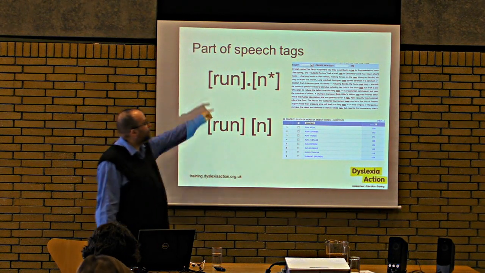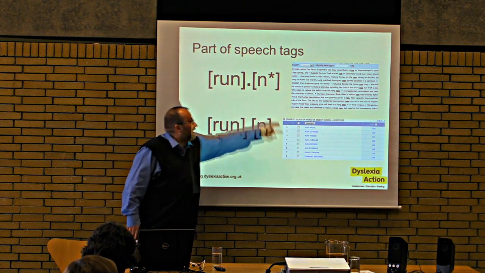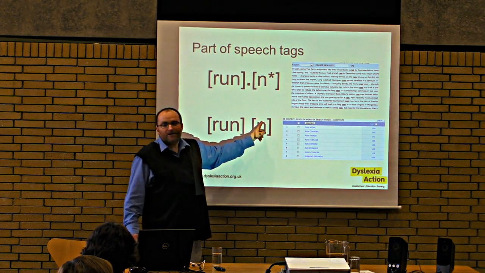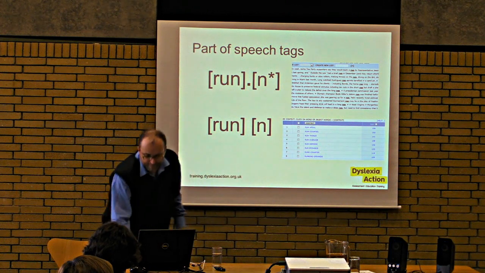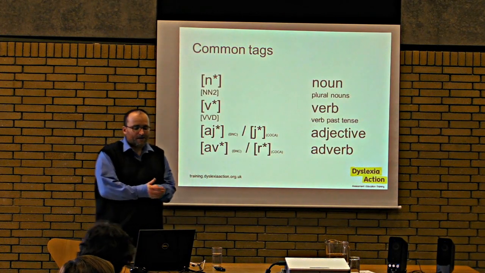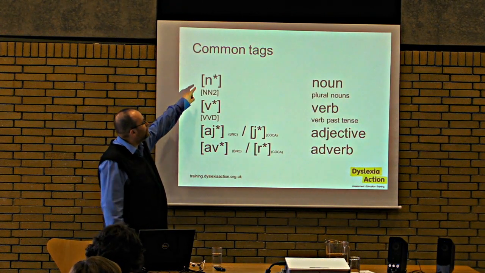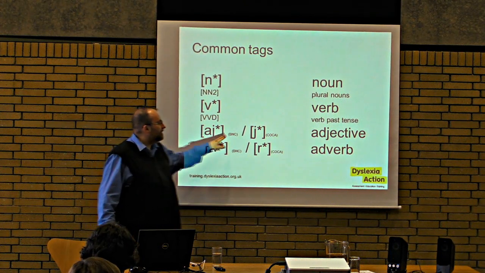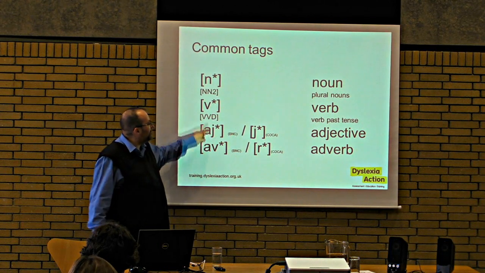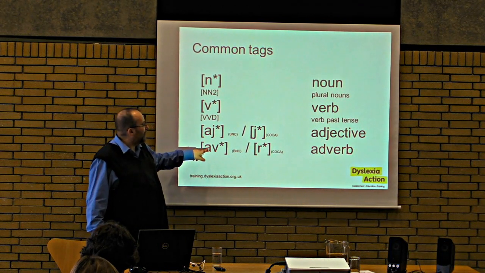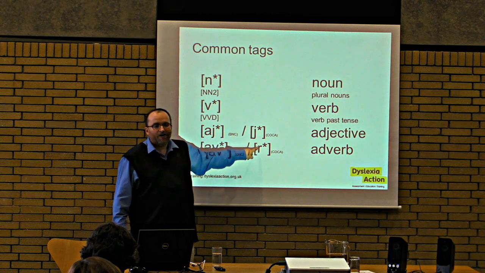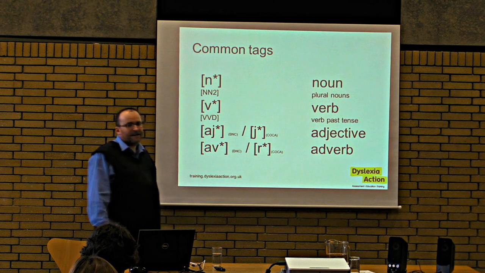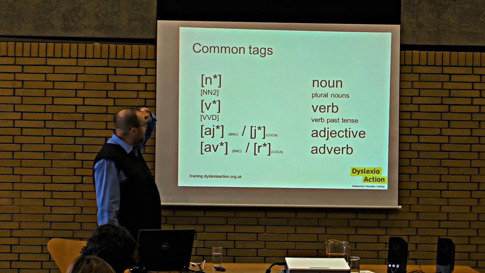So that's a very useful thing to know. Remember, the difference between this and that is the full stop in between. So this makes it into a tag, and this makes it into any noun. And here are some common tags that are used. N for noun, V for verb. Unfortunately, the British National Corpus uses AJ for adjectives and AB for adverbs, and COCA uses J and R for adjectives and adverbs. It's a little annoying thing, but that's the only difference. Generally, they use the same tags.